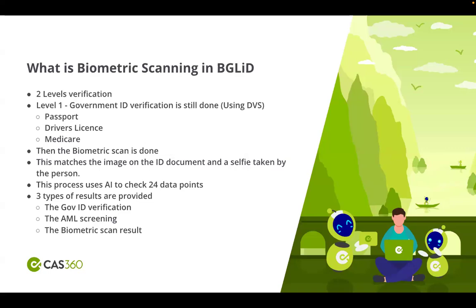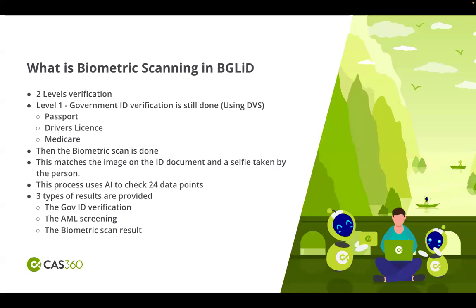There are also some checks that are done on the document itself. So if there are signs of fraud, like the passport might have tearing, or maybe the photo doesn't look centered, things like that, this is also done as part of that biometric scanning. So you don't only get the government ID verification, you will also get the biometric scan result as well. So they come in as separate results.